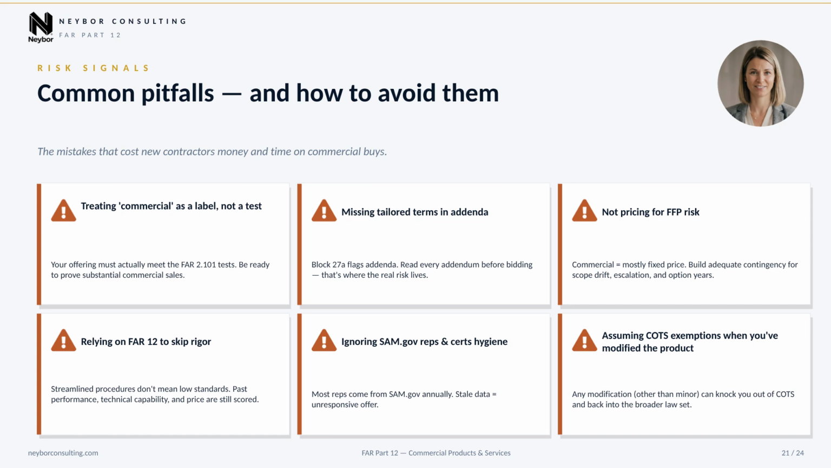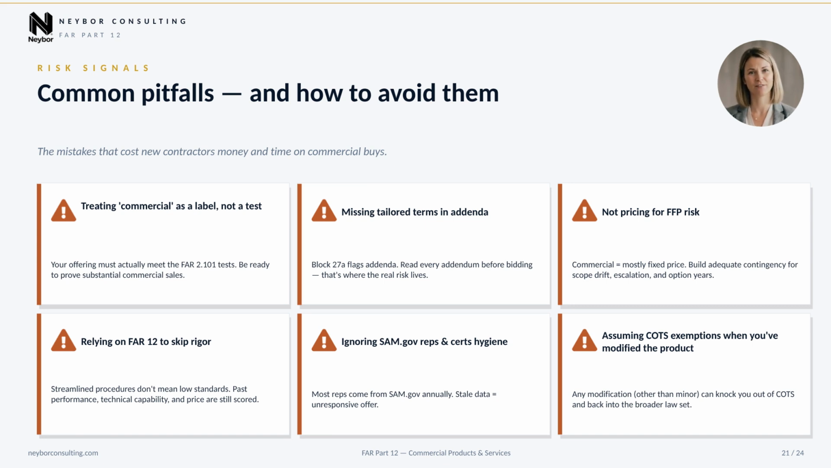3. Not pricing for fixed price risk. Commercial buys are mostly FFP. Build adequate contingency for scope drift, escalation, and the cost of carrying option years. 4. Relying on Part 12 to skip rigor. Streamlined procedures do not mean low standards. Past performance, technical capability, and price are all still scored.